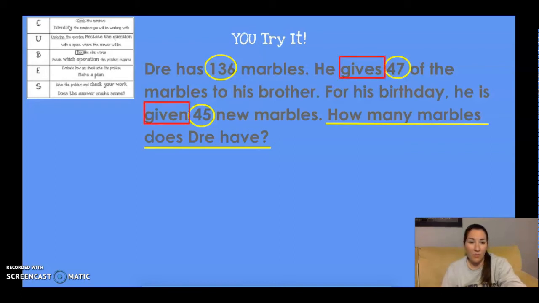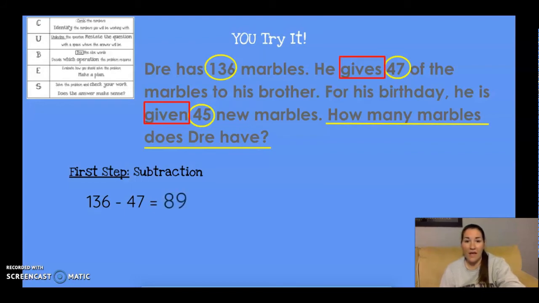Boxing those important words. This is a tricky one because the first one is he gives marbles to his brother, and then he is given some new marbles for his birthday. So when I'm looking at that, the first step that I would do would be subtraction, and I'm going to take 136 marbles he starts with, and I'm going to take away the marbles he gave to his brother, which is 47, and I'd come out with 89.